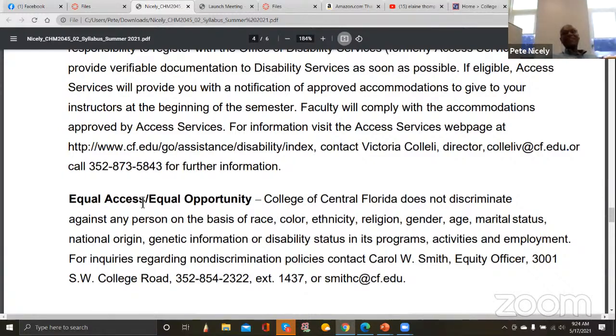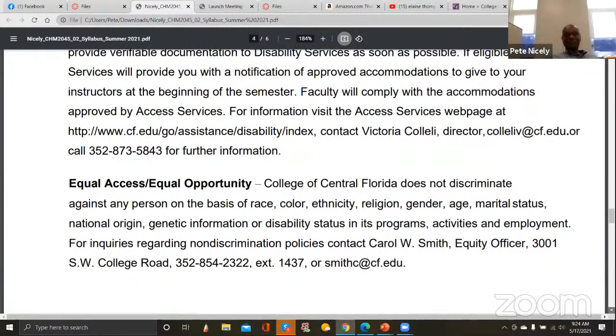Okay, equal access, equal opportunity. The College of Central Florida does not discriminate against any person on the basis of race, color, ethnicity, religion, gender, age, marital status, national origin, genetic information, or disability status in its programs, activities, and employments. And if you have any further questions concerning the college's non-discrimination policies, you may contact Carol W. Smith. She's the equity officer, and her contact information is provided.